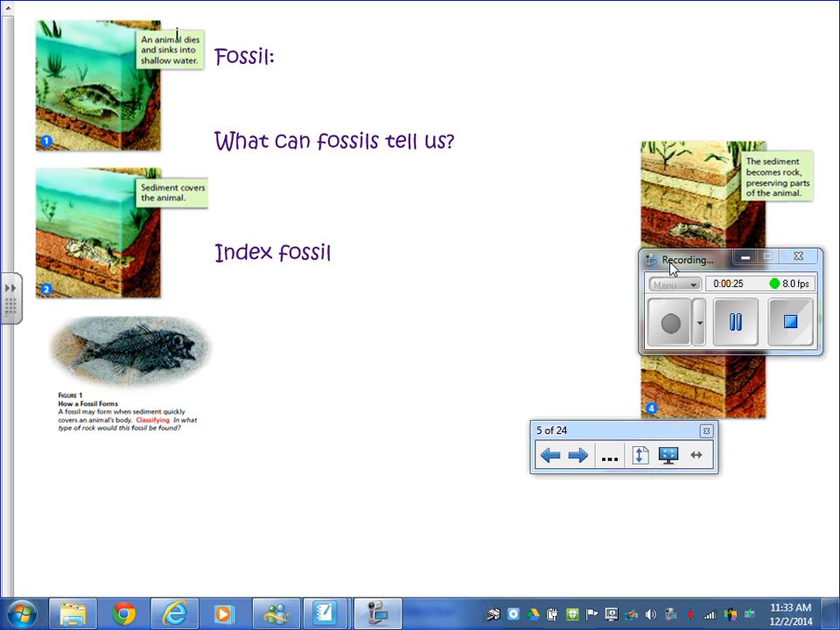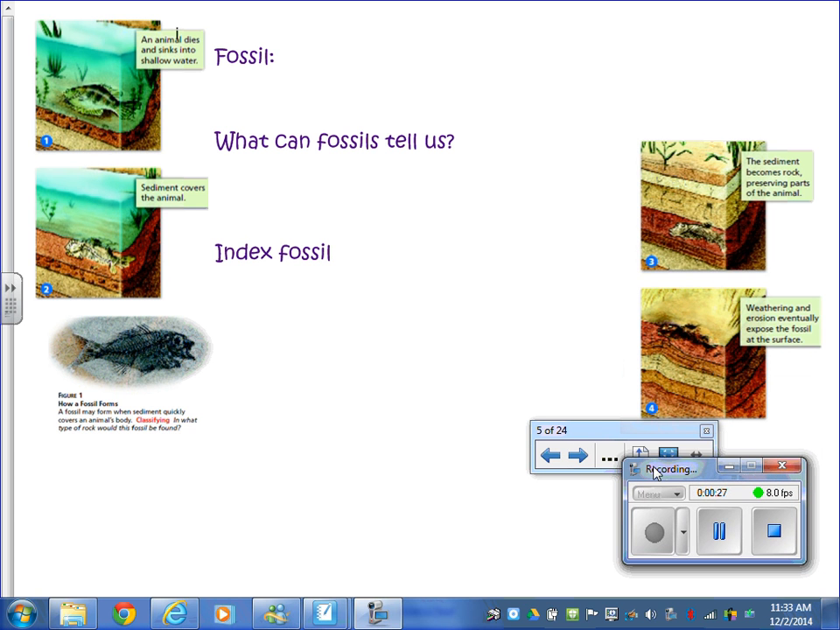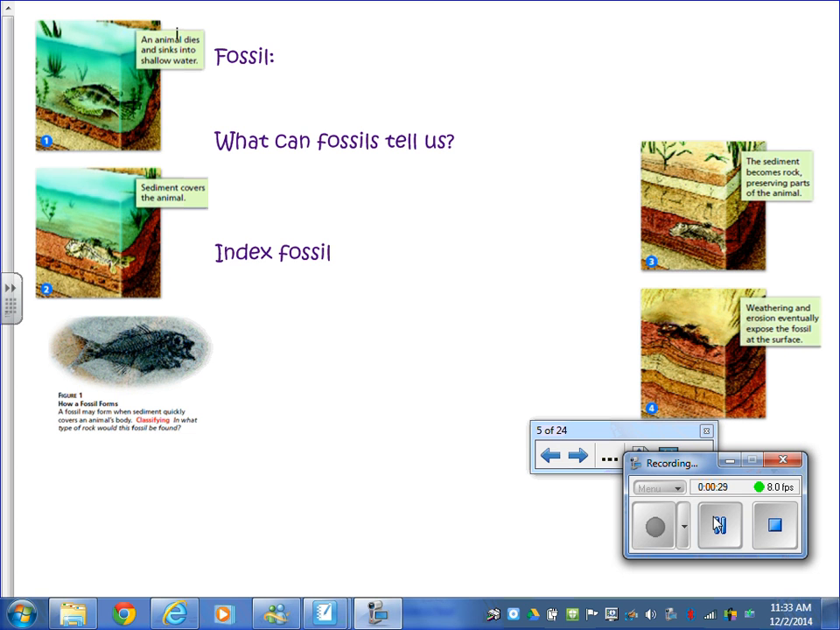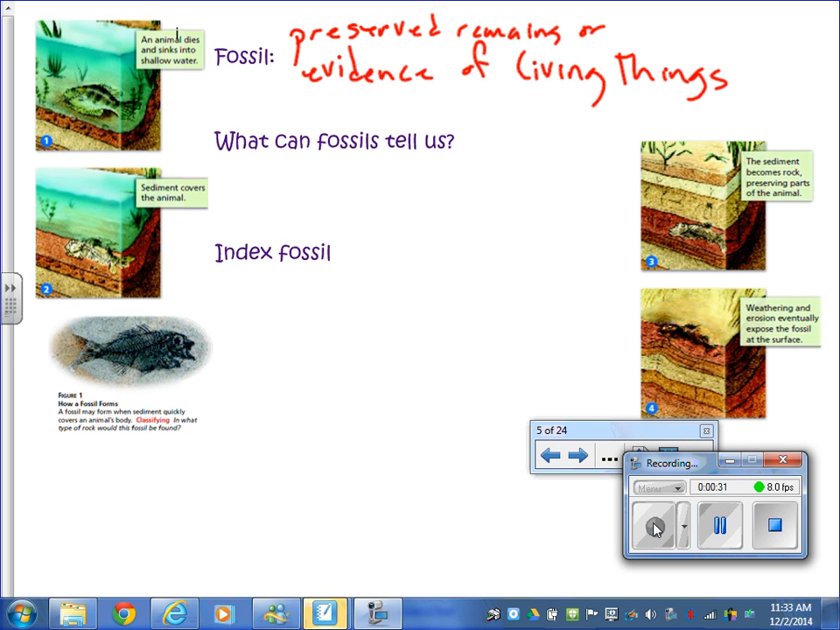So let's take a look here. A fossil, who could tell me the definition of what is a fossil? A fossil is preserved remains or evidence of living things. Most commonly when we think of fossils, we think of fossilized bones, fossilized skeletons. We can also have fossilized footprints or eggs or nests, evidence that something used to live there. You can also have, one of my favorites, fossilized poop.